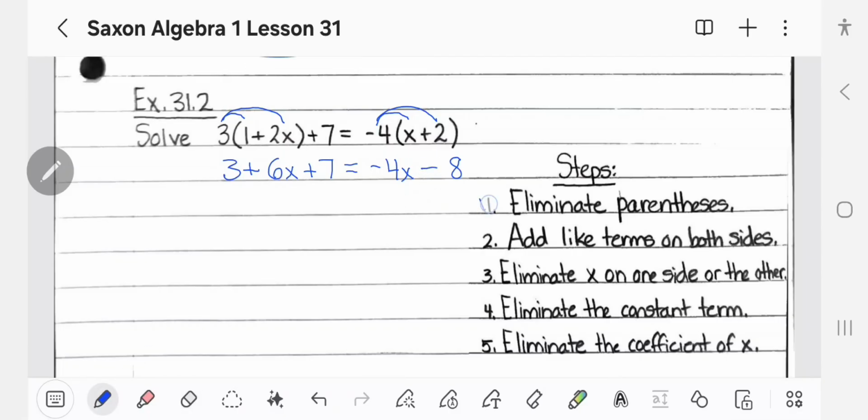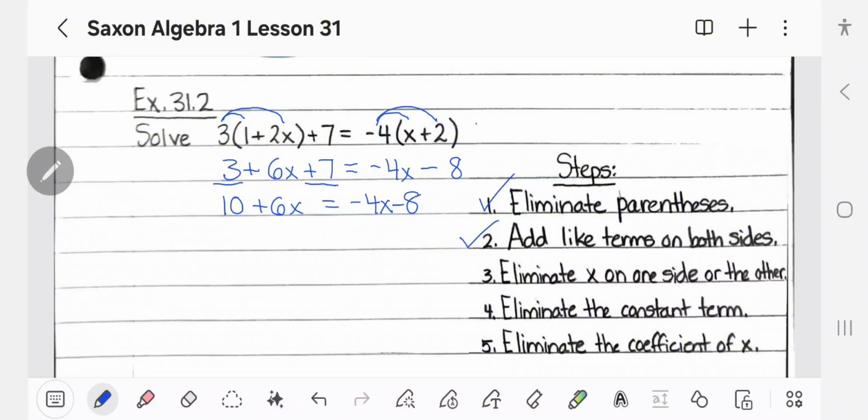Okay, now I'm going to add like terms on both sides. On the left side, I see I have a 3 and a 7 that I can combine. Bring down the 6x. And I've taken care of that because there are no like terms on the right side.